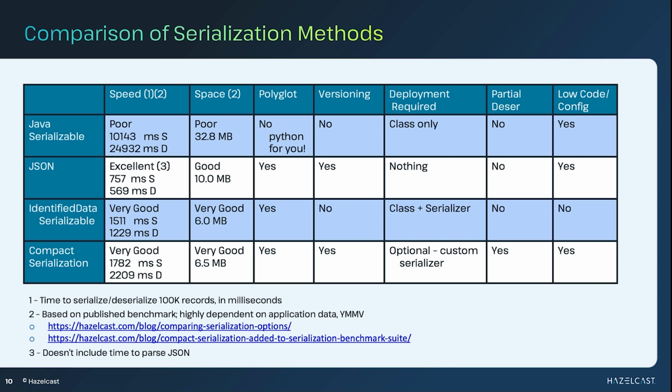I feel this gives the best overall feature set. It can be completely no code, relying on reflection, or you can choose to write a custom serializer to squeeze out a bit more performance. It works with all client languages, can support versioned schemas, and works in coordination with the generic record feature to make it possible to avoid the need to deploy object classes on your cluster members.